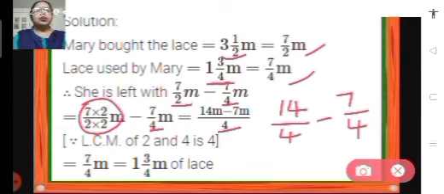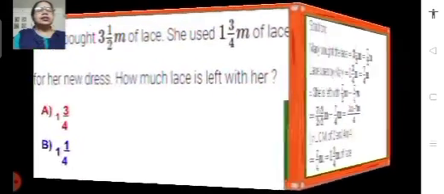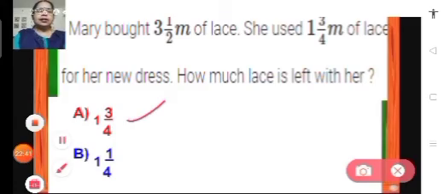So what do we get? We get 7/4 meter. 7/4 meter lace is left, which is converted as mixed fraction. Then what is it? It is 1/3/4 meter of lace. So 1/3/4 is the correct option. Let's see. 1/3/4 is option A. So this is the correct answer.